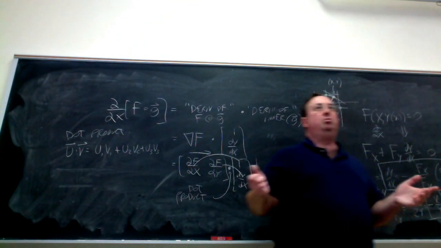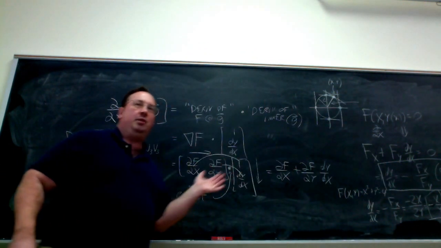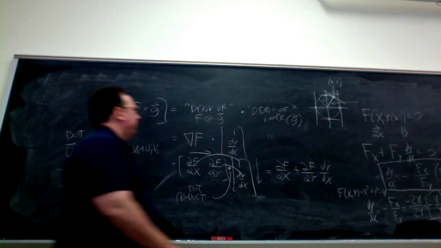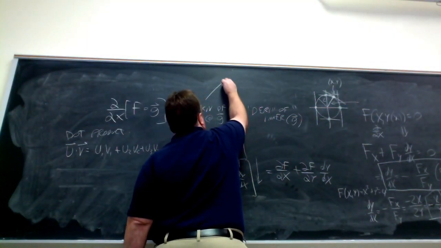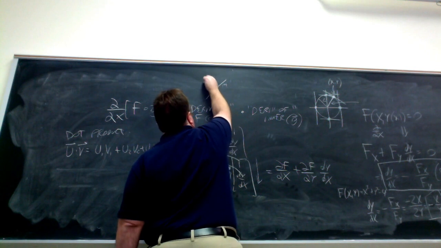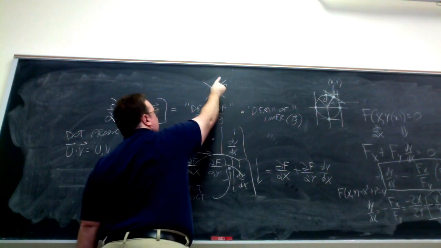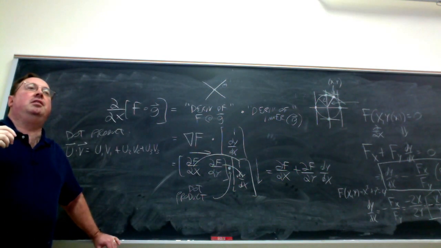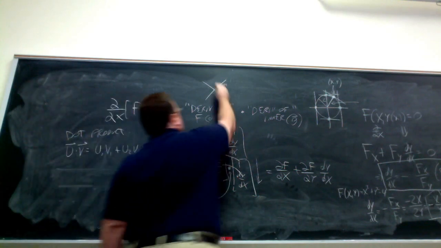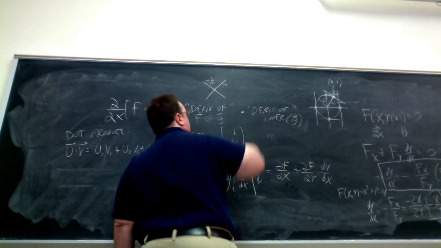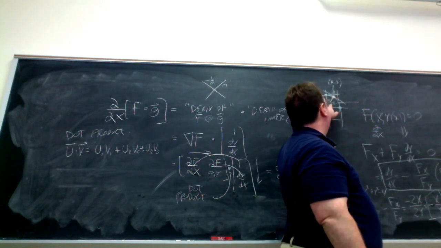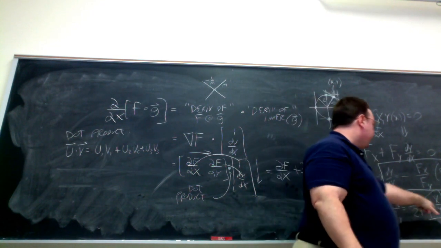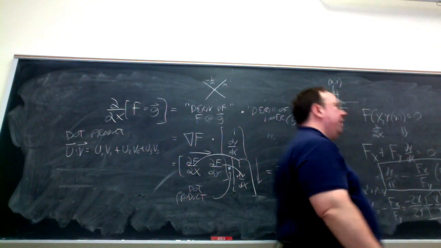Now, this is something you would have learned a long time ago. If you have a line of slope m, and I want the line that is perpendicular to it, what's the slope of that line? Minus 1 over m. And sure enough, that's what we have here. This line has slope y over x. The tangent line is perpendicular to it, and it's minus the reciprocal, minus x over y.